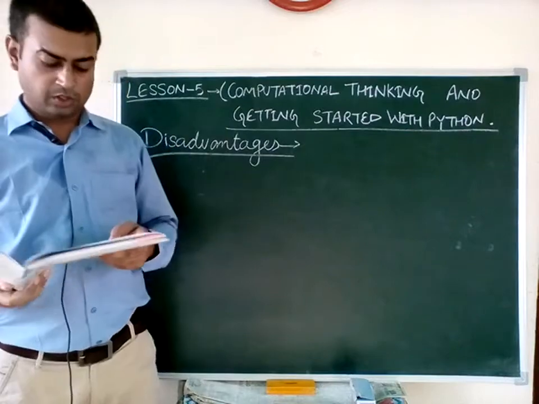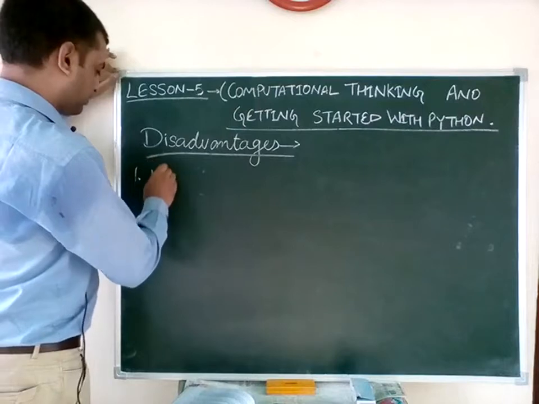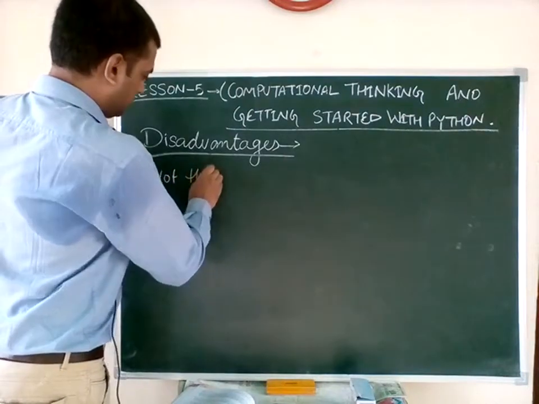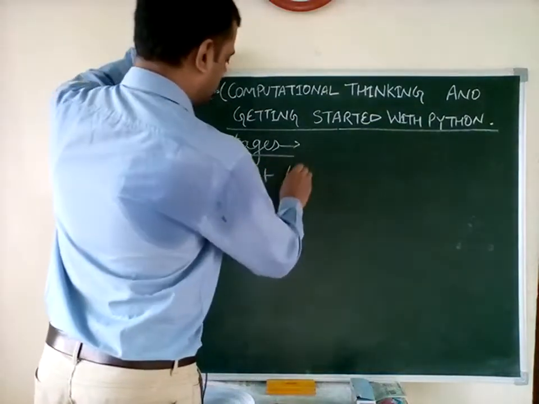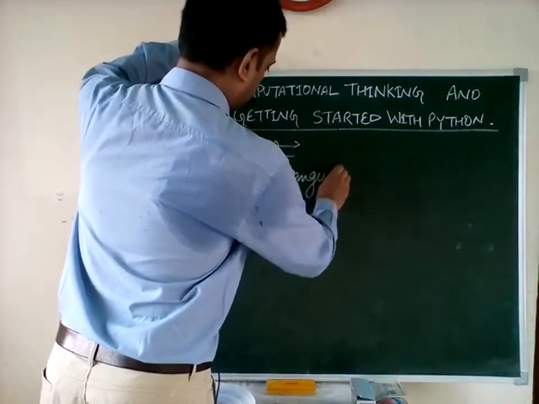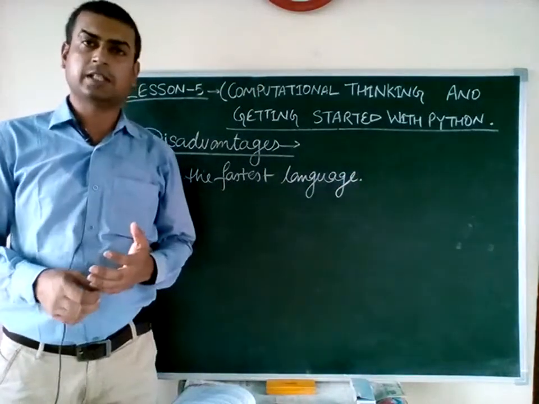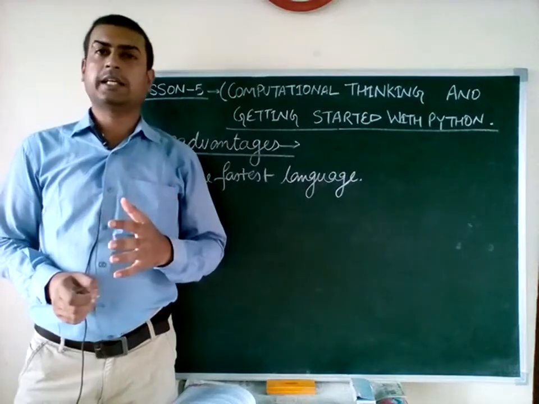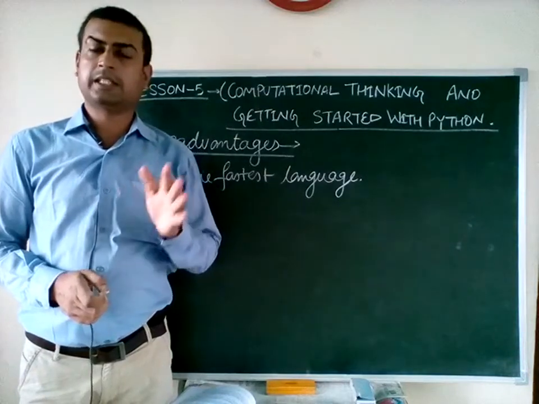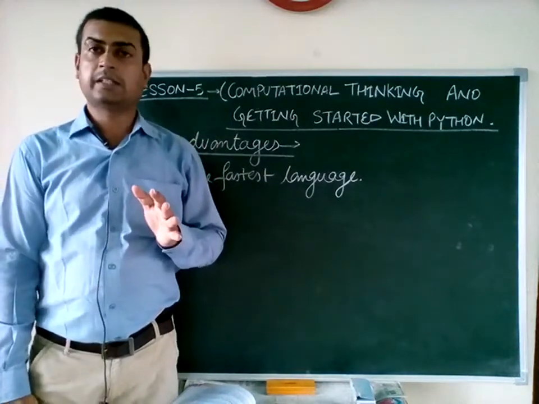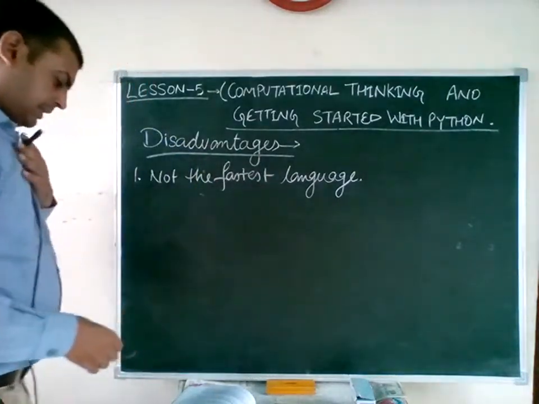Now number one, not the fastest language. It means this is an interpreter based language, and the interpreter will read the program line by line. So this is the first demerit, that this is not the fastest language. It will read the program line by line, so it will take time. So this we have to consider.